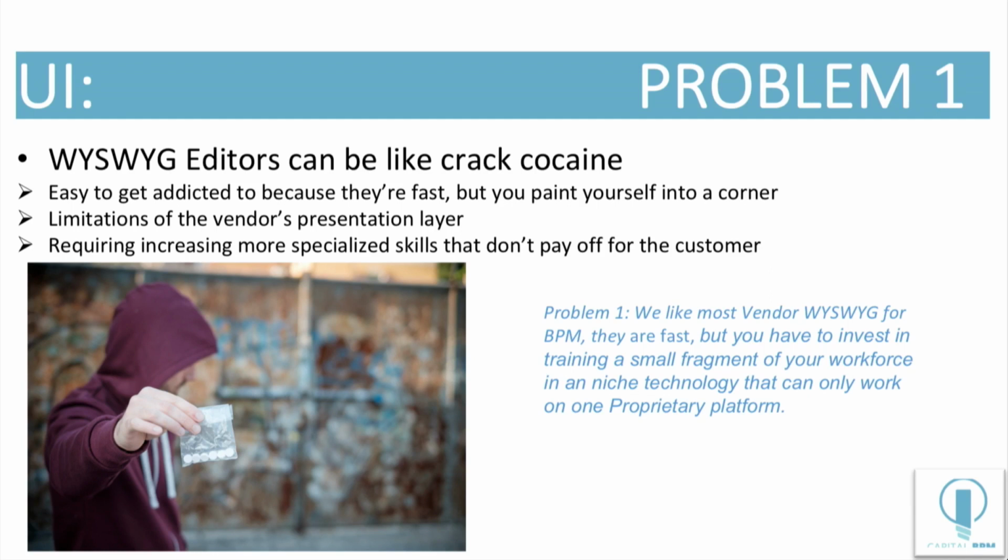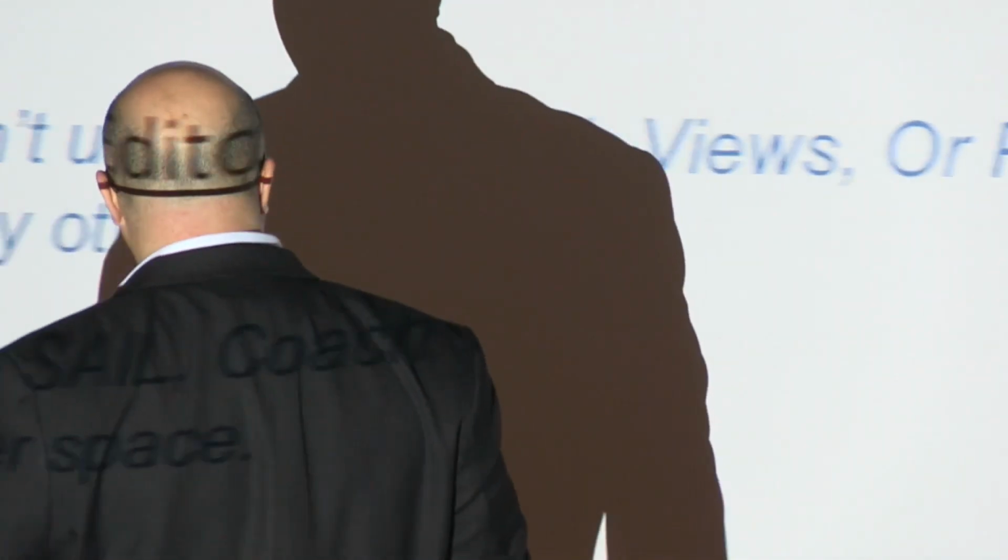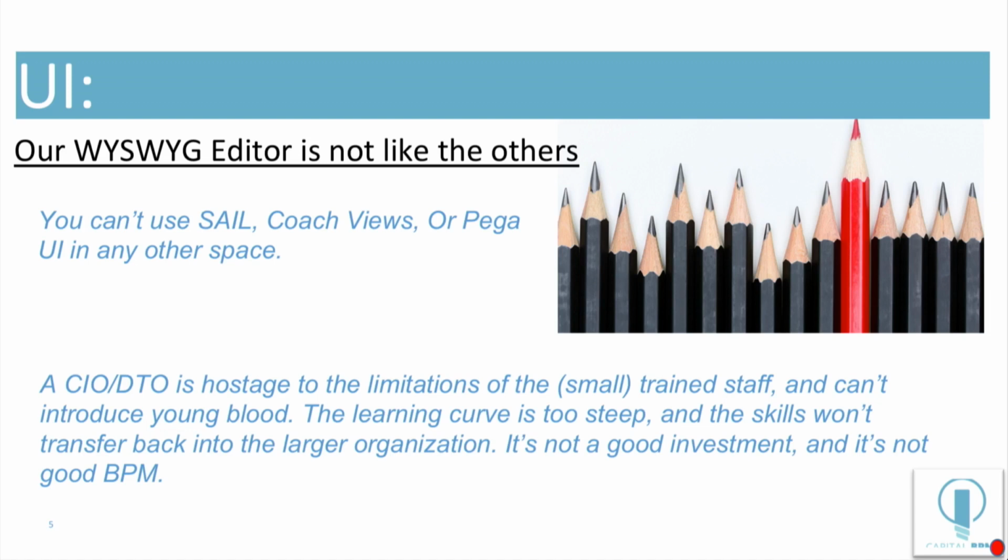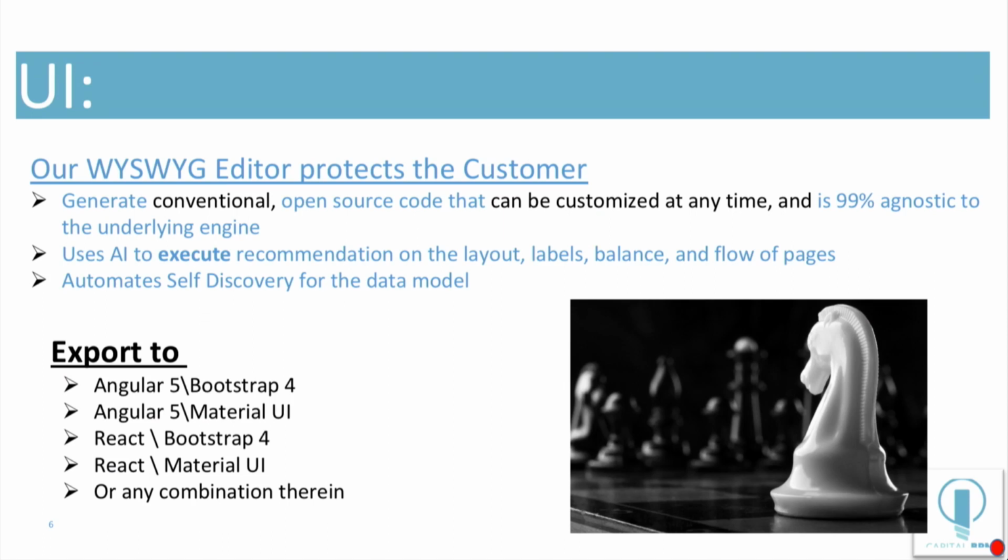The first problem is that WYSIWYG tools provided by your vendor are fast, but you have to invest in training a small fragment of your work staff in a niche technology that can only work in one proprietary platform, right? Everyone is seeing this. You can't use Sailed or Coach Views or Pega in any other space. So as a CIO, you're hostage to the limitations of the small amount of your team that's trained in that UI, and the learning curve is steep and prohibitive.